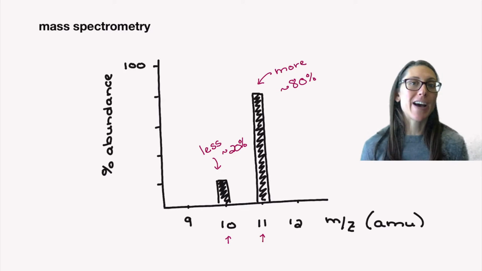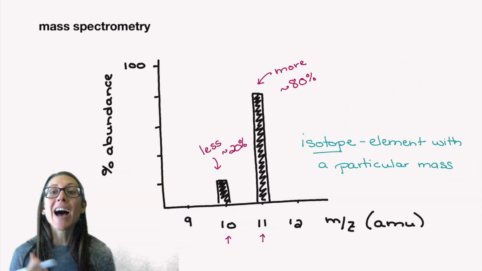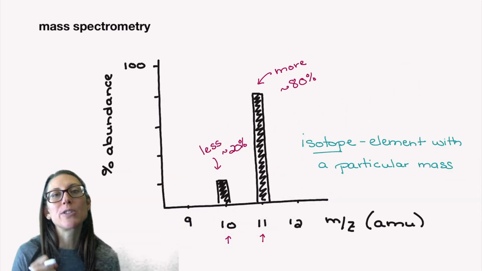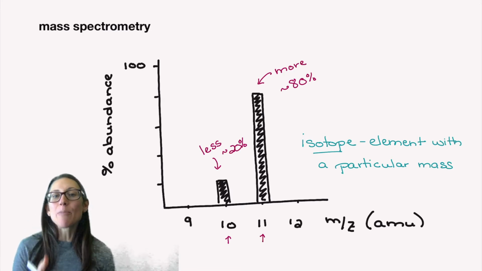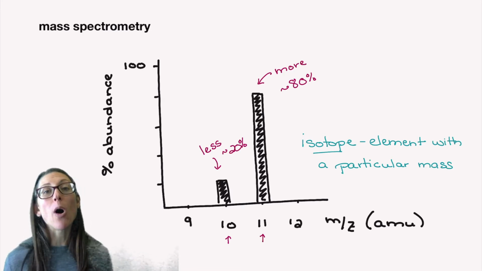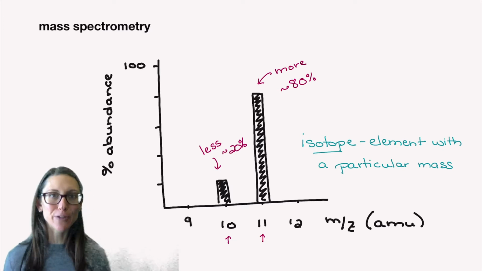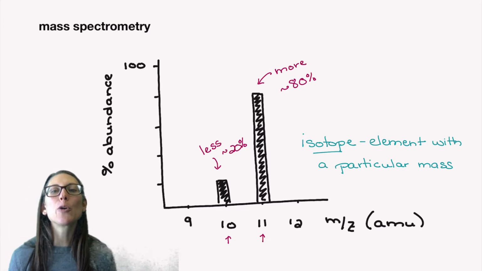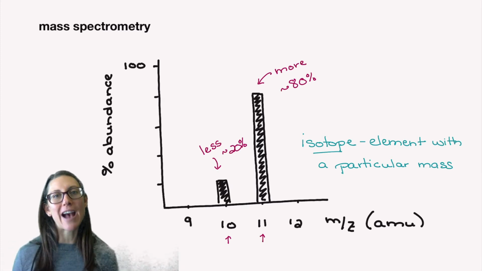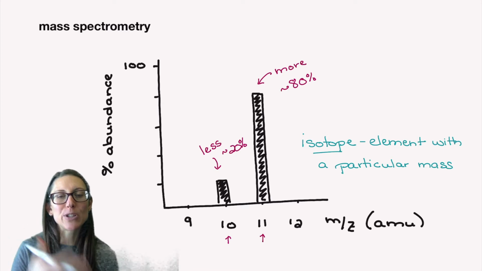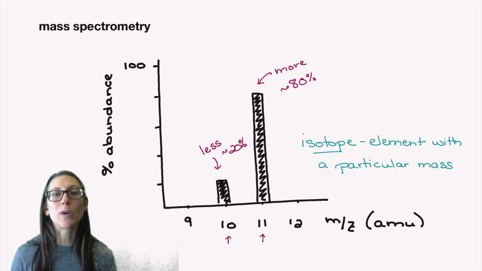Each of these types of atoms is called an isotope. An isotope is an element with a particular mass. Some elements have only a single isotope. All their atoms weigh the same, while others have many, 5, 10, 15 different isotopes. Either way, when we talk about an isotope of an element, we mean all of the atoms of that element that have a particular mass, that are identical to one another.